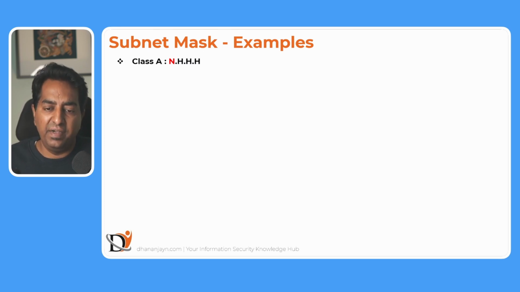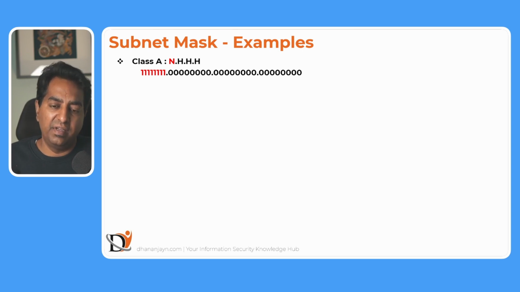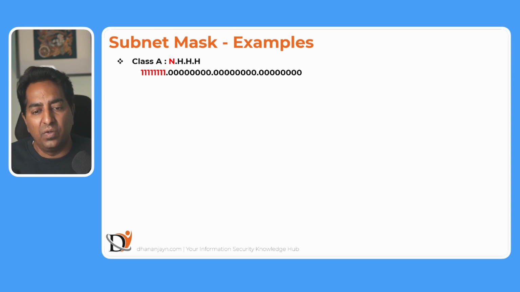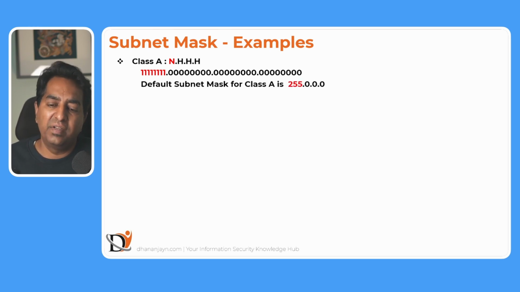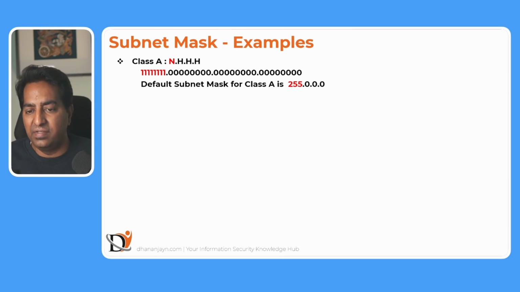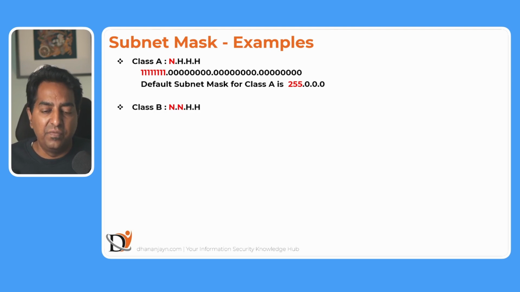Class A, the first field is network portion and the last three fields are host portion, that we already know. So if we want to find out the subnet mask of class A, for the network portion we make all the 8 bits as ones, and for the host portion, we make all the host bits as 0. And that's where the default subnet mask for class A is 255.0.0.0.